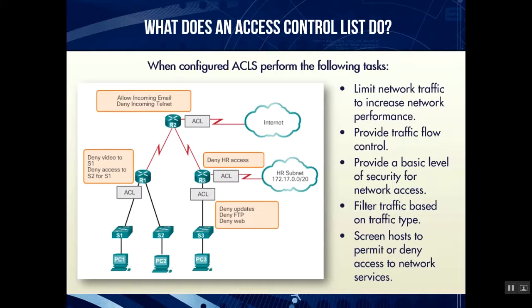Filter traffic based on traffic type. For example, an ACL can permit email traffic but block all telnet traffic. Screen hosts to permit or deny access to network services. ACLs can permit or deny a user to access file types such as FTP or HTTP.